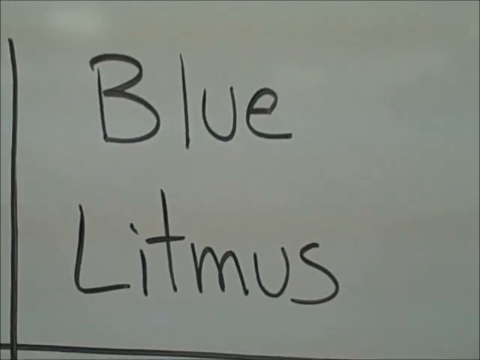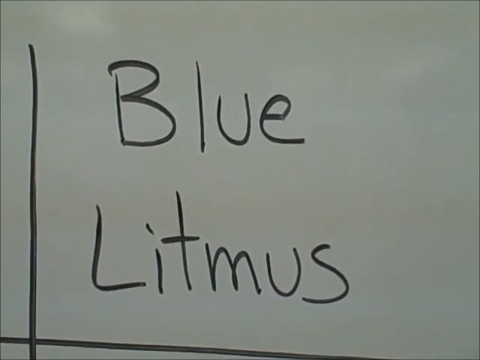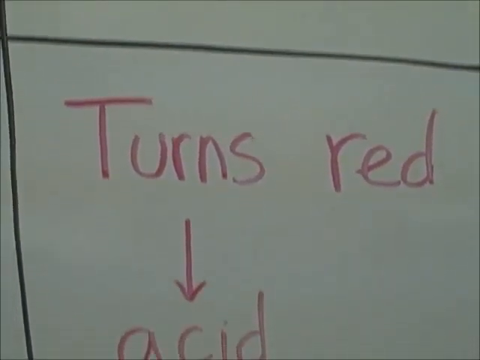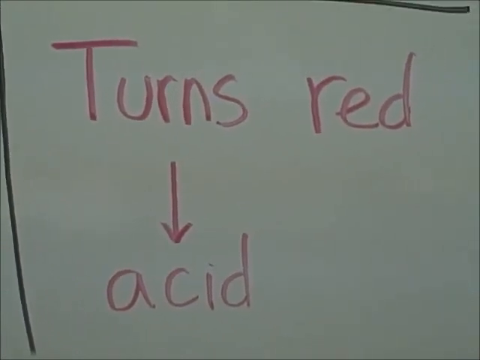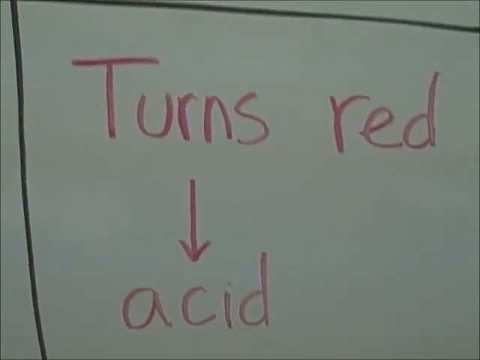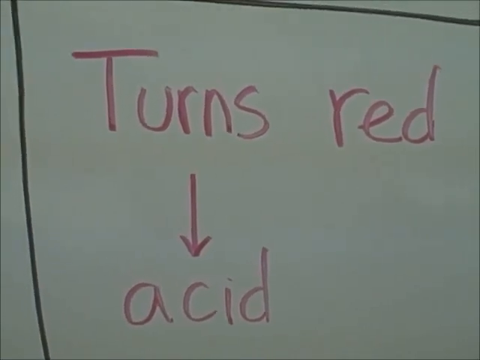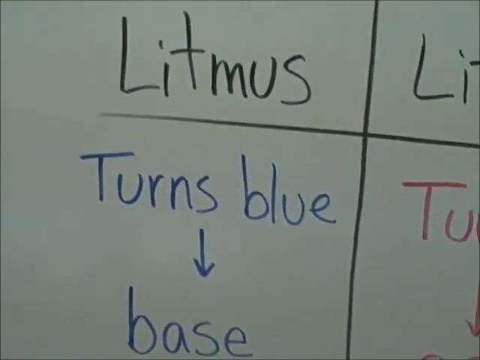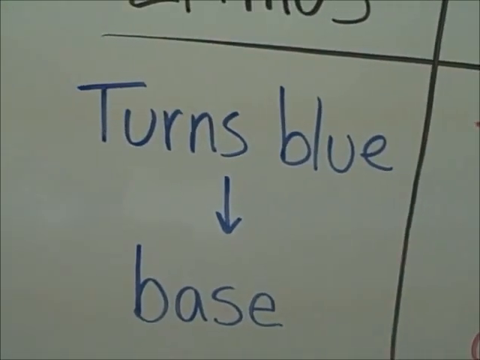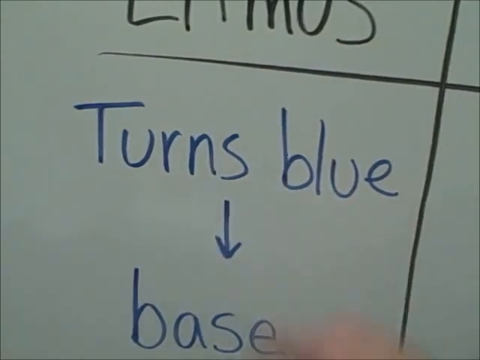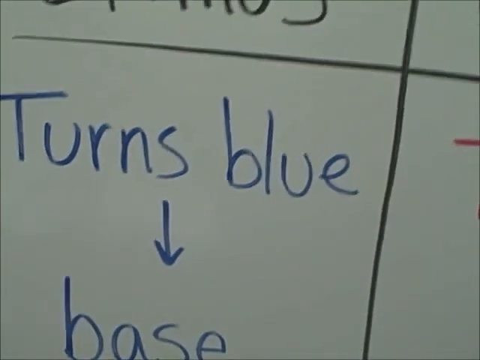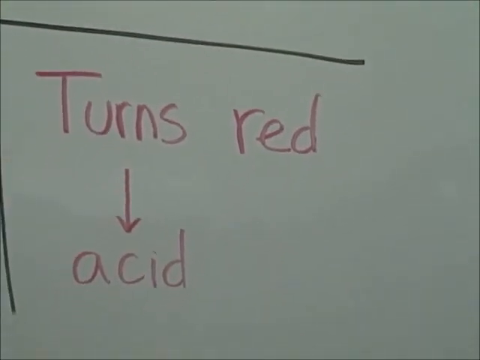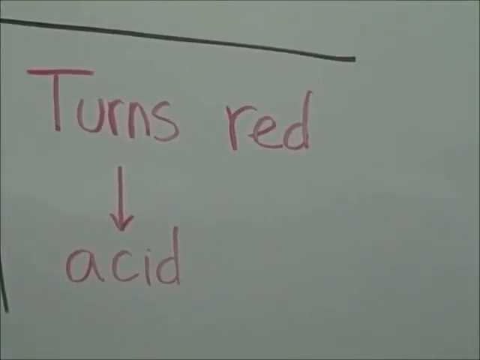Then we have blue litmus paper. If you take blue litmus paper and you put it into a solution and it turns red, that means you have an acid. Blue litmus paper turning red means it's an acid. Well, how are you going to remember this? This is how I remember it, and I only remember one thing. If it turns blue, it's a base. Well, what has to turn blue? The red has to turn blue. Well, what if the blue stays blue? Does that mean it's a base? No, because it can also be neutral.